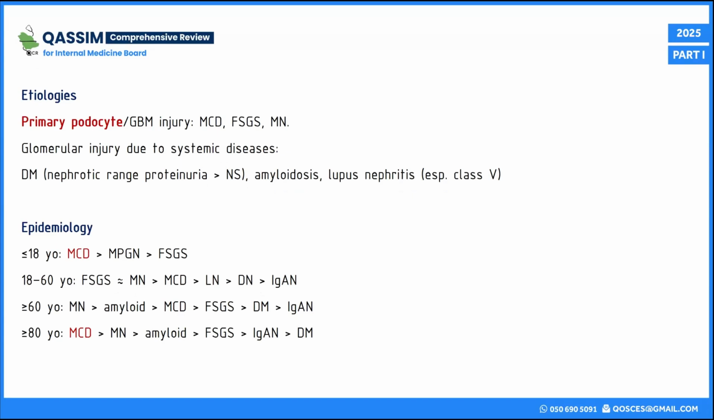So now we'll talk about nephrotic syndrome. We have primary podocyte injury, as we said before. The three main causes are minimal change disease, FSGS, focal segmental glomerulosclerosis, and membranous nephropathy. What is our epidemiology? Minimal change disease presents in younger patients and children and in the elderly, so less than 18 and more than 80. In between, in the younger adult patients, we have FSGS or membranous. This is about nephrotic syndrome.